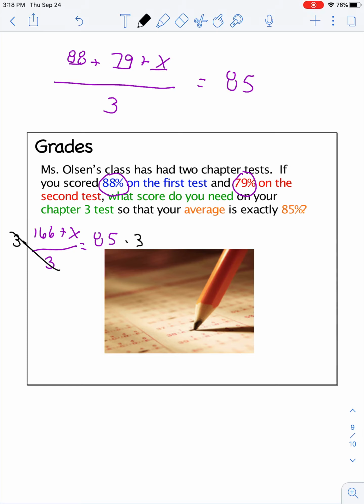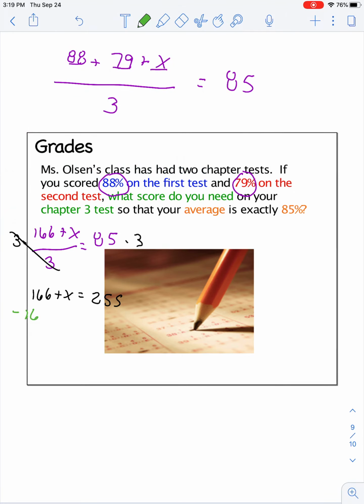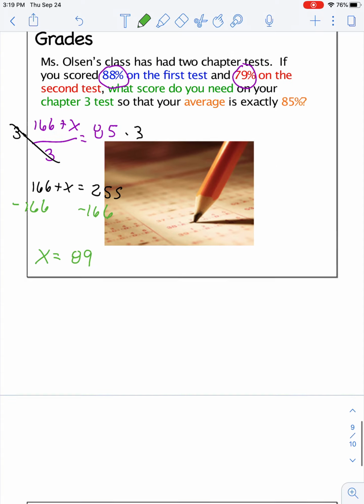we get 255. So now we have 166 plus x equals 255. So now all I need to do to solve this is subtract 166. And that gives us 89. So our last test score would have to be an 89 if we want to have an 85% average.